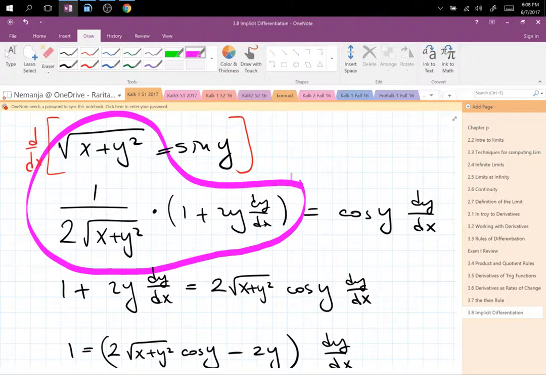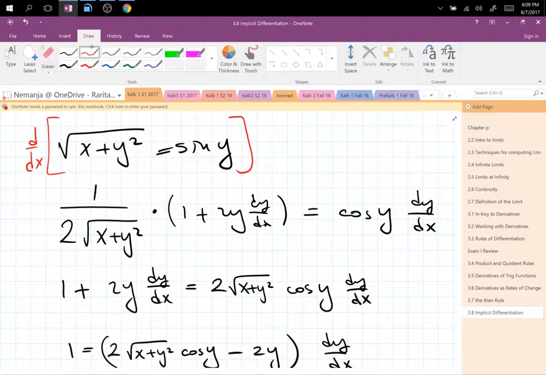Okay? You see it? Yeah, what I don't understand is how you got to the next part. What happens to the 1 over 2 root x plus y squared? What exactly happened? You mean what's happening in the next step? I feel like there's a step in between.